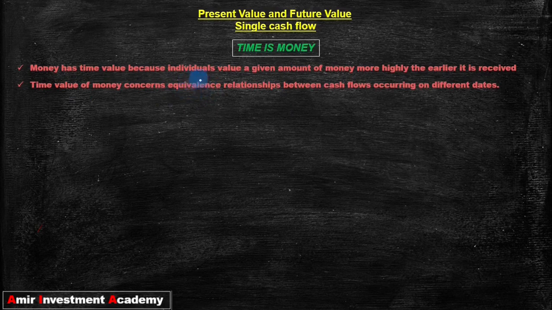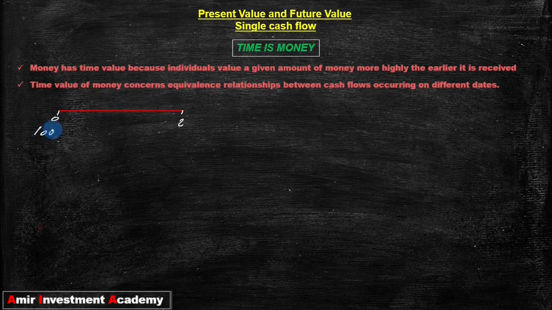Pay attention to this word. Relationships between cash flows occurring on different dates. Now, when it comes to individuals valuing a given amount of money more highly the earlier it is received, it's kind of clear. So let's say this is 0, meaning today. This is 2 years from now.